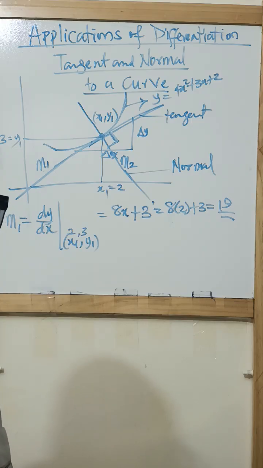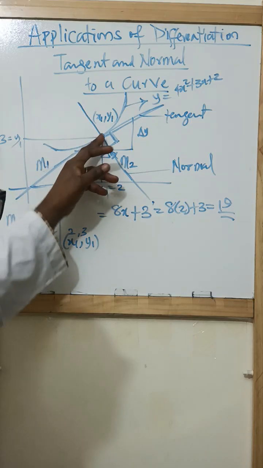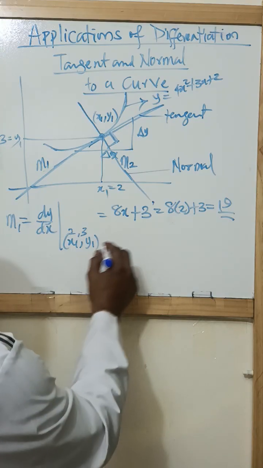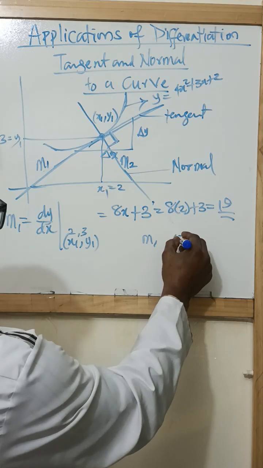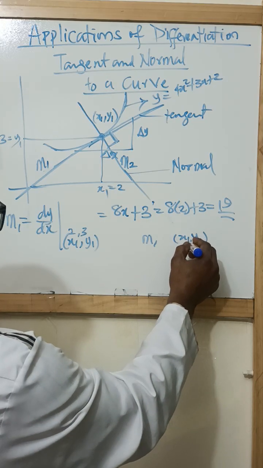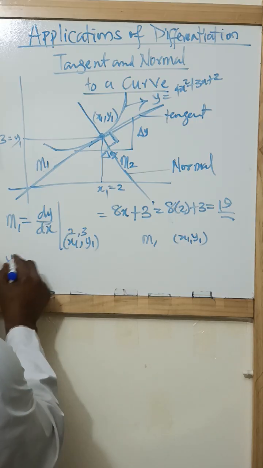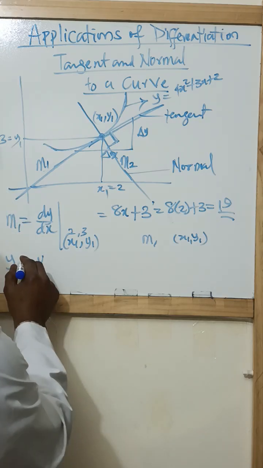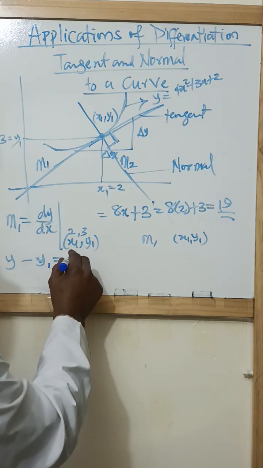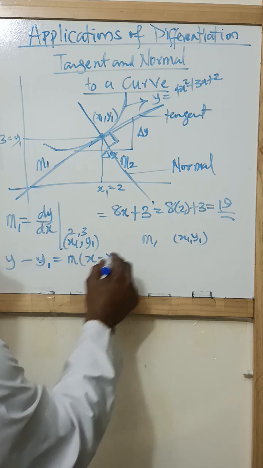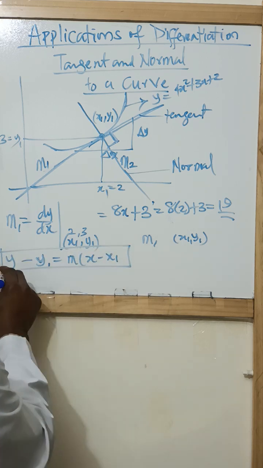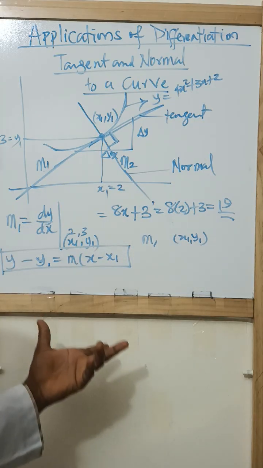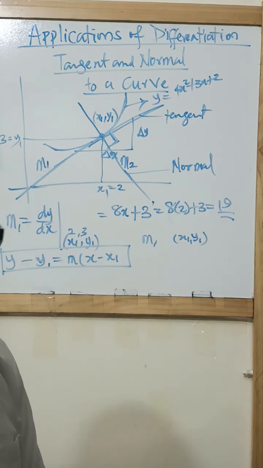Given the gradient of the tangent and one point, when you have m and you have x1 and y1, the equation of a straight line is y minus y1 equals m into x minus x1. This is the equation of that tangent, the equation of a straight line, given the gradient and one point.